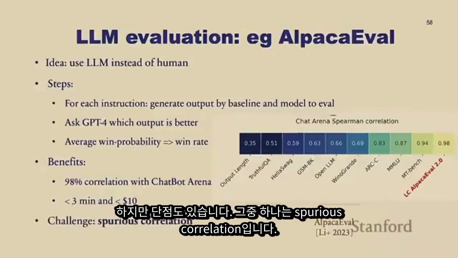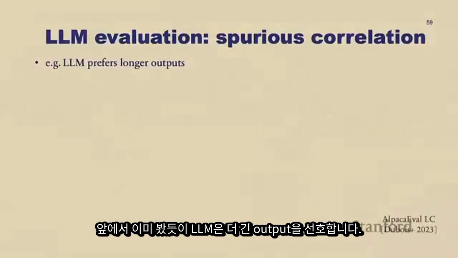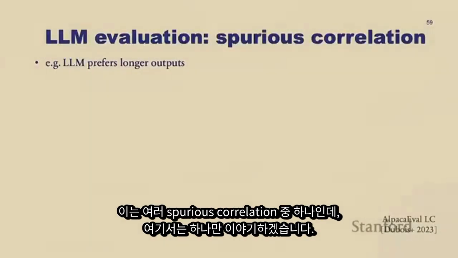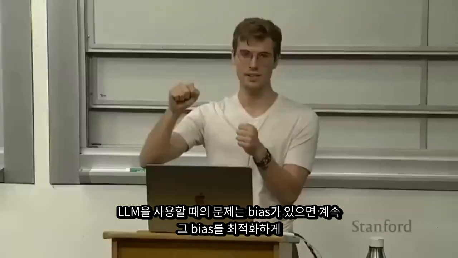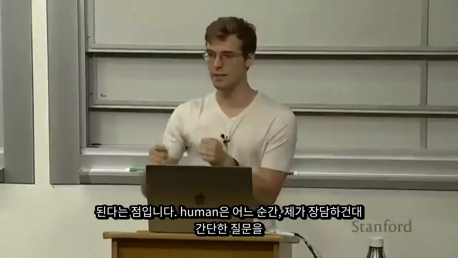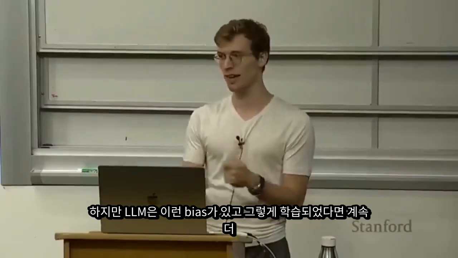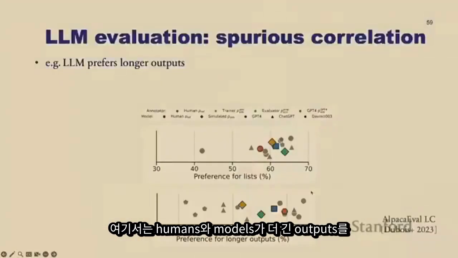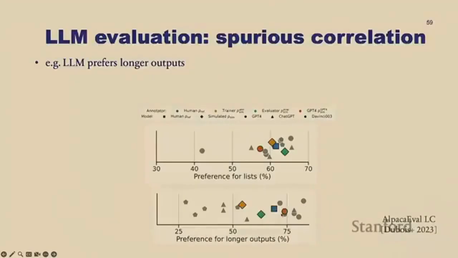There are downsides though. One of them is spurious correlation. As we already saw before, LLMs prefer longer outputs. This is one spurious correlation, not many, I'll just talk about one. Actually, humans also prefer longer outputs, but the issue once you use LLMs is that once there's a bias, you will continue optimizing that. Humans at some point, I can guarantee you, if I ask a simple question and you give me 5 pages of answers, I'll be like, no, I don't like that answer. But LLMs, if they have this bias and they were trained for that, they will continue preferring longer outputs. So here we see the preference, showing that humans and models prefer longer outputs.